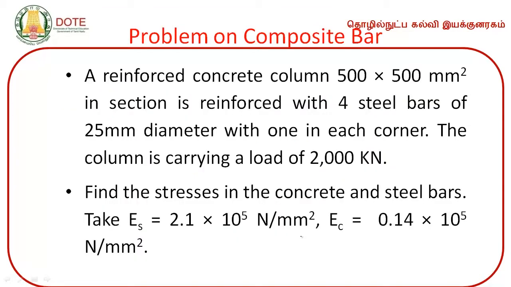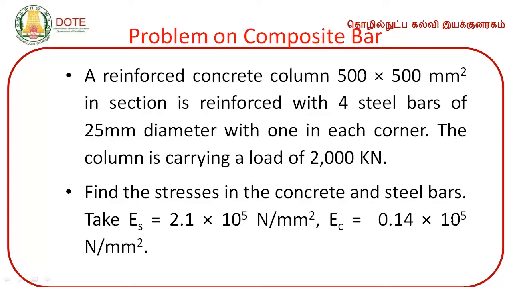First, we will concentrate on a simple problem related to composite bar. A reinforced concrete column 500 cross 500 mm square in section is reinforced with 4 steel bars of 25 mm diameter with one in each corner. The column is carrying a load of 2000 kilonewton. Find the stresses in the concrete and steel bars. Take E for steel as 2.1 into 10 to the power 5 Newton per mm square and E for concrete as 0.14 into 10 to the power 5 Newton per mm square.